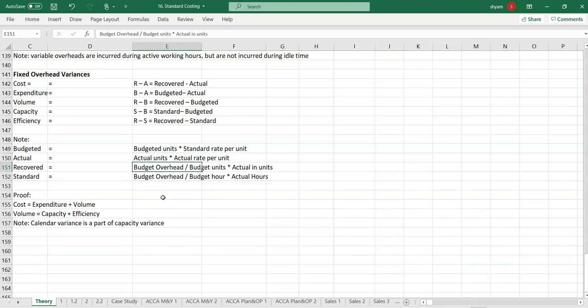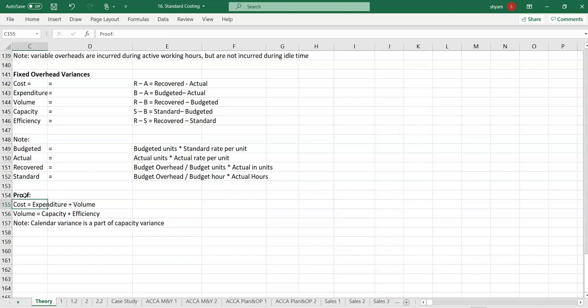So you can see here, recovered is the budgeted overhead divided by budgeted units, multiplied by actual units. If you put that, you will get recovered. Standard is budgeted overhead divided by budgeted hours, multiplied by actual hours. If you put that, you will get the standard. And the most important part is this proof.